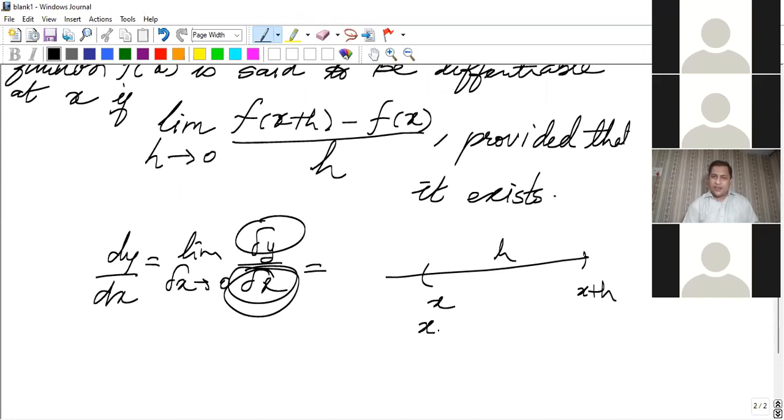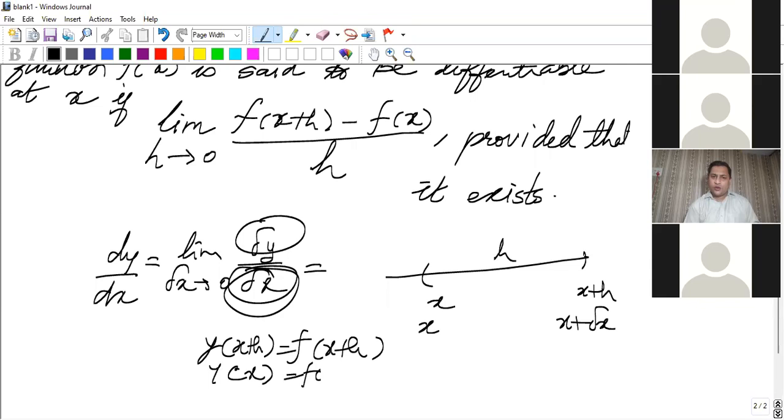So if I consider here x, and here x plus h, where h is going to be very small, then this is y at x plus h, so it is f of x plus h. And this is y at x, so it is going to be f of x. If I define this as delta y, then it is y at x plus h minus y at x. So there are several ways to write the same thing.